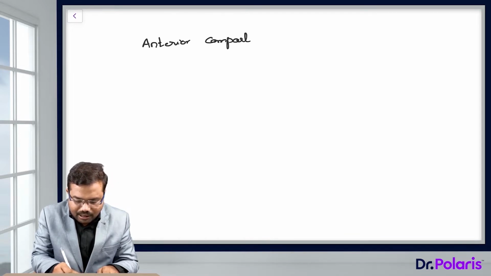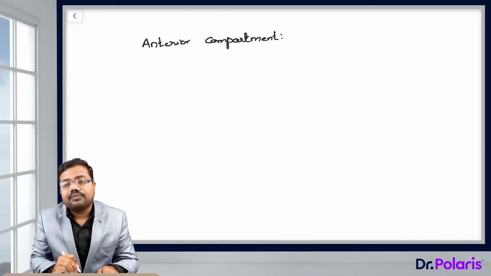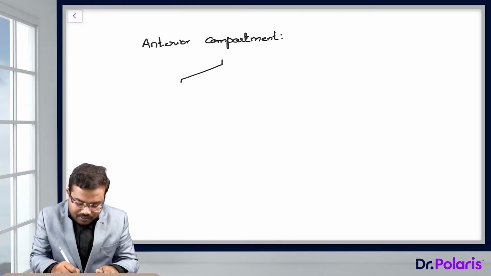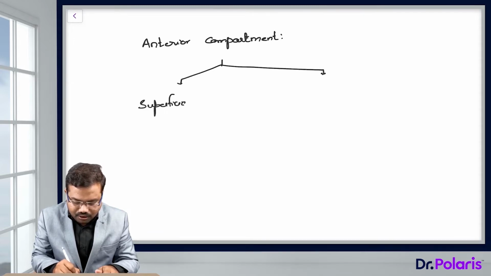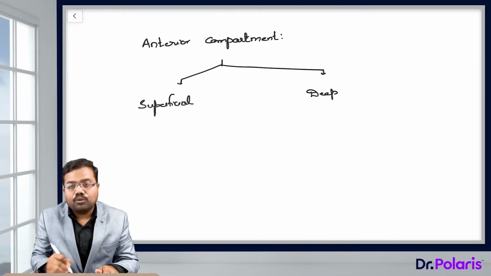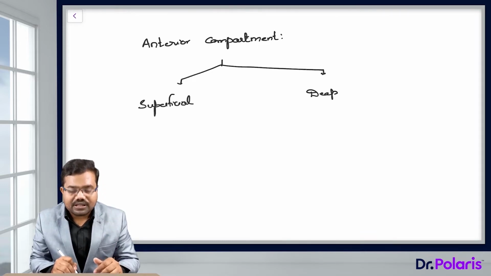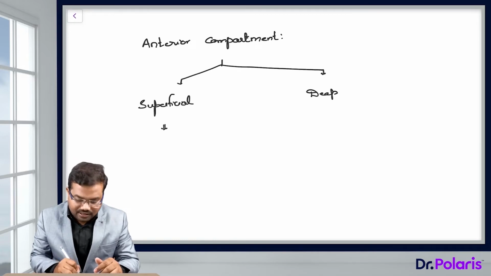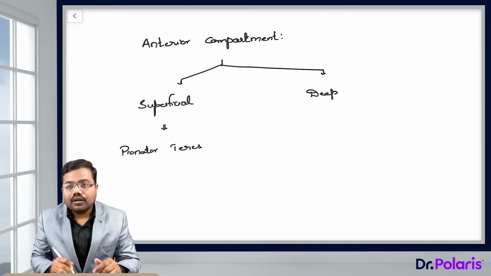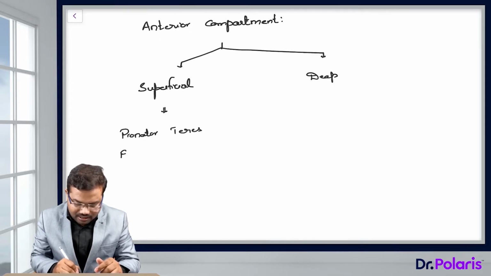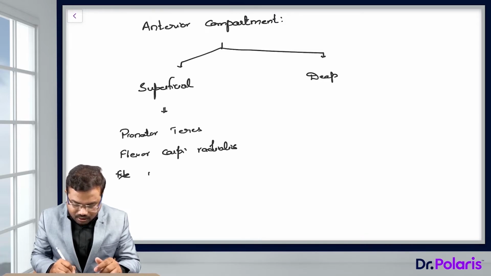In the anterior compartment, there are 2 groups of muscles. One is the superficial group, the other is the deep group. The superficial group muscles in the anterior compartment consist of the first muscle, Pronator Teres. After that it is the Flexor Carpi Radialis. Then is Palmaris Longus.